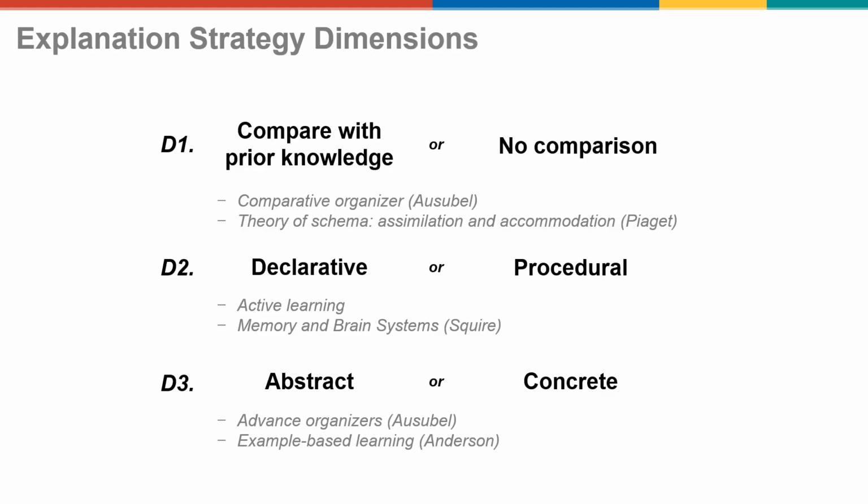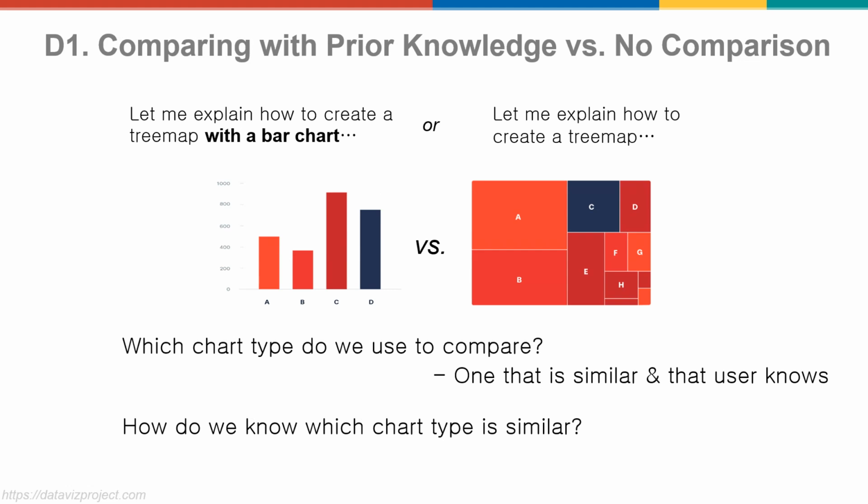To find out the most effective explanation strategy, we first reviewed seminal education theories and identified three dimensions of explanation strategies as presented. We inspired this dimension by Ausubel's theory of comparative organizer and Piaget's theory of schema. The comparing with prior knowledge strategy explains a chart type by comparing it to another chart type that the user already knows. For example, we can explain what a Treemap is by comparing it to a bar chart.